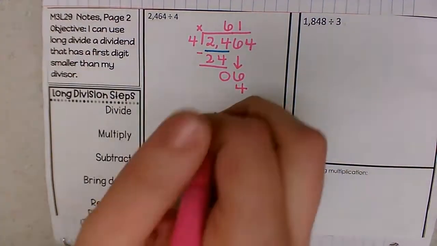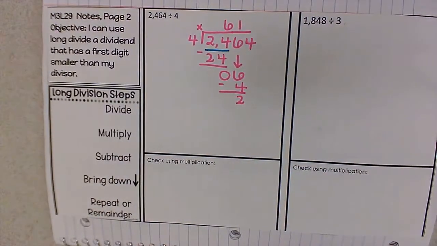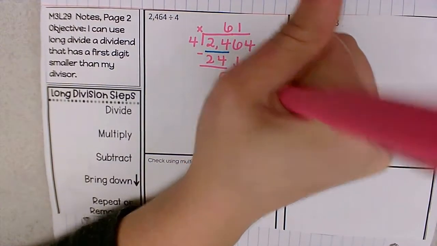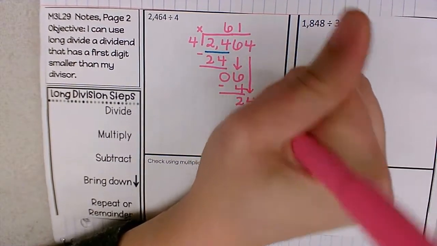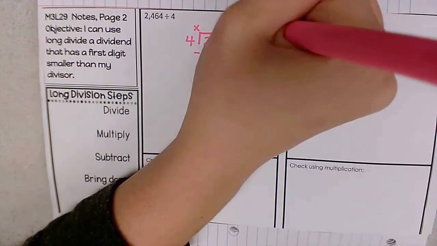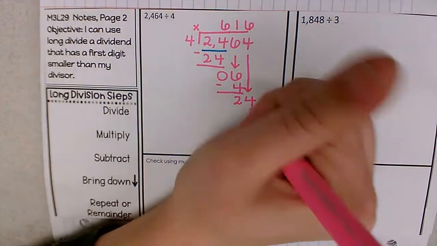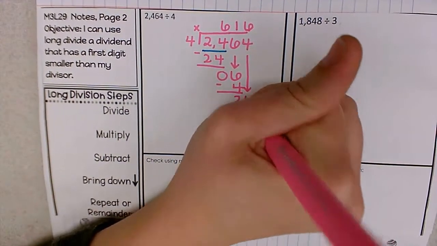Divide, multiply, and subtract. Bring it on down. And bring it on back. Divide. 24 divided by 4. We did that math fact already. 24 divided by 4 is 6. Multiply. 6 times 4 is 24.